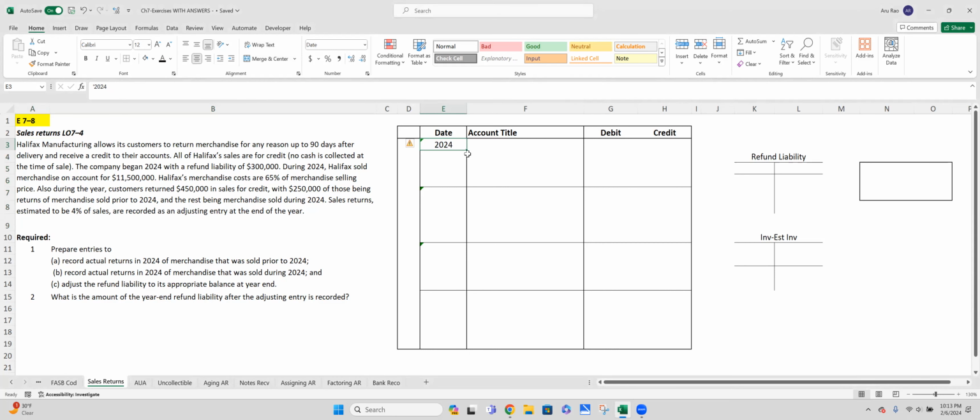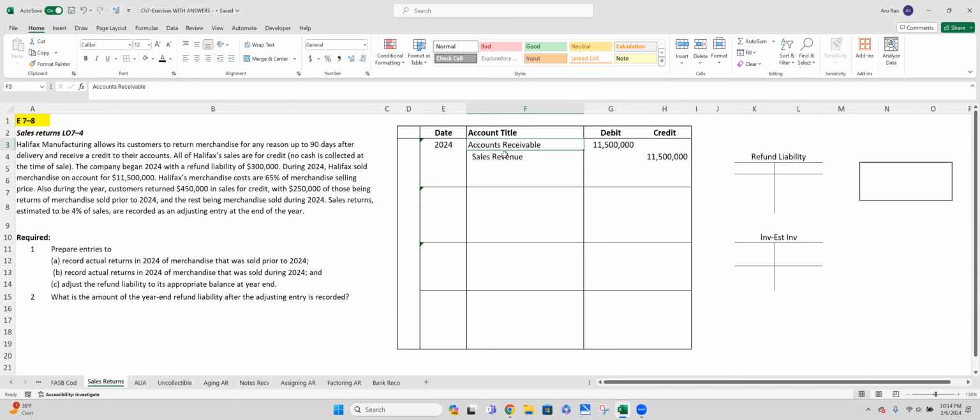So during 2024, we sold $11.5 million worth of merchandise. We sold it for $11.5 million. That's the selling price. Our journal entry is accounts receivable debit, sales revenue credit for $11.5 million. Remember, they told us everything is a credit transaction, so accounts receivable debit. Now, these transactions have happened multiple times throughout the year, but we're just recording it as one transaction over here.